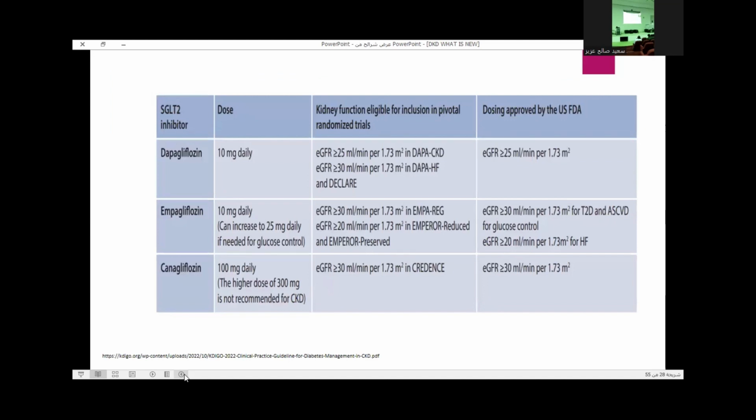Here is a table that shows the most approved medications, which are three medications. The first one is dapagliflozin, and it's approved to be used even if the GFR is more than or equal to 25, and that was based on the clinical trial DAPA-CKD. The second one is empagliflozin, and it's approved to use if the GFR is more than or equal to 20, and that was from the EMPA-KIDNEY trial. And canagliflozin, as we discussed, is from the CREDENCE study.